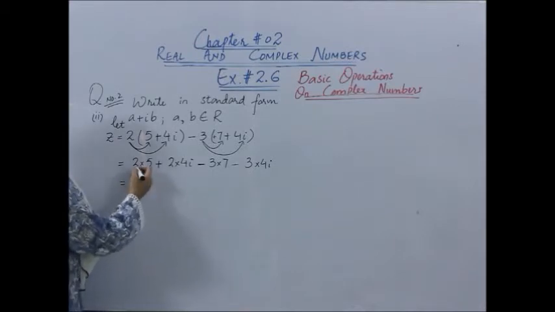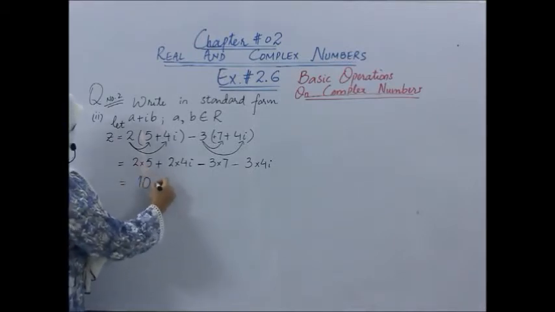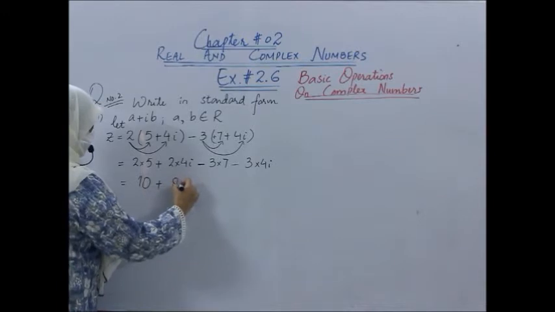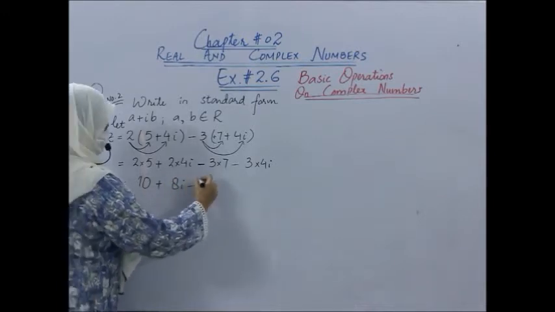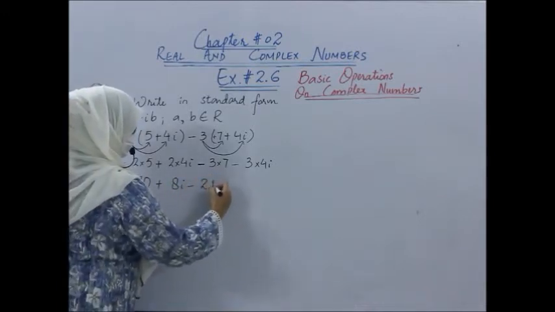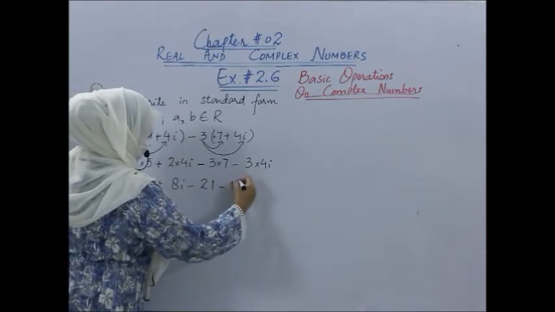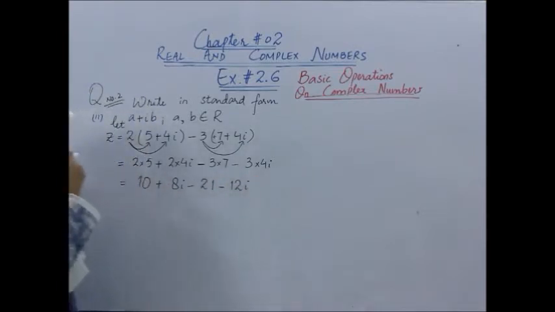Now let us simplify it. 5 into 2, 10, plus 4 into 2, 8 iota, minus 7 into 3, 21, minus 4 into 3, 12. Now students, what would be our next step?